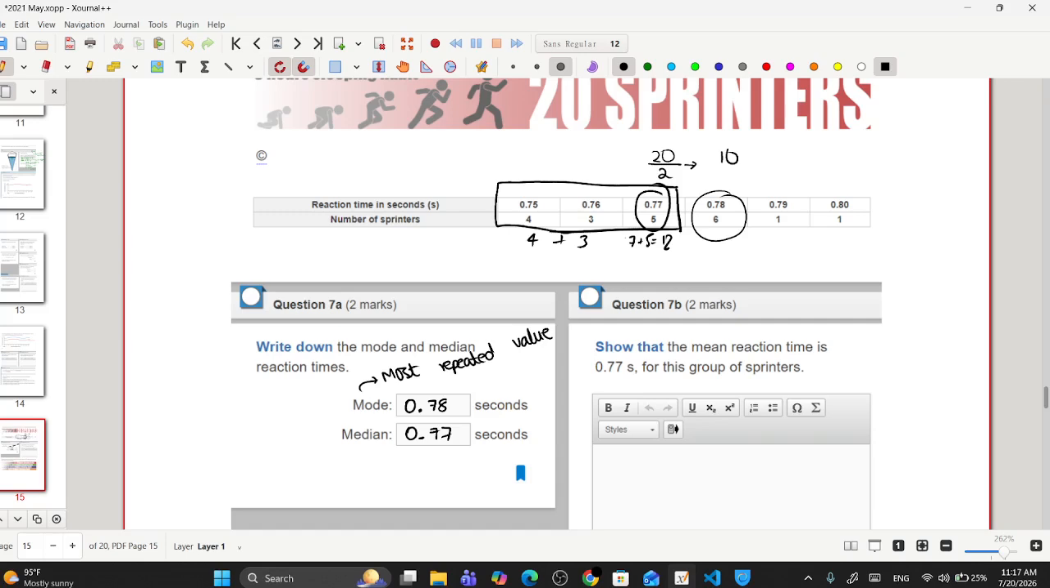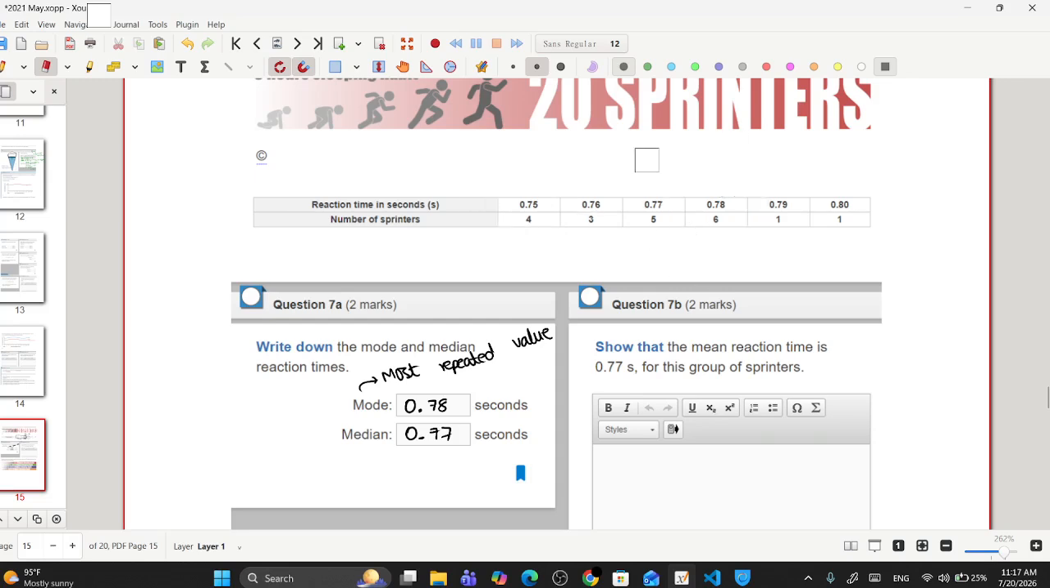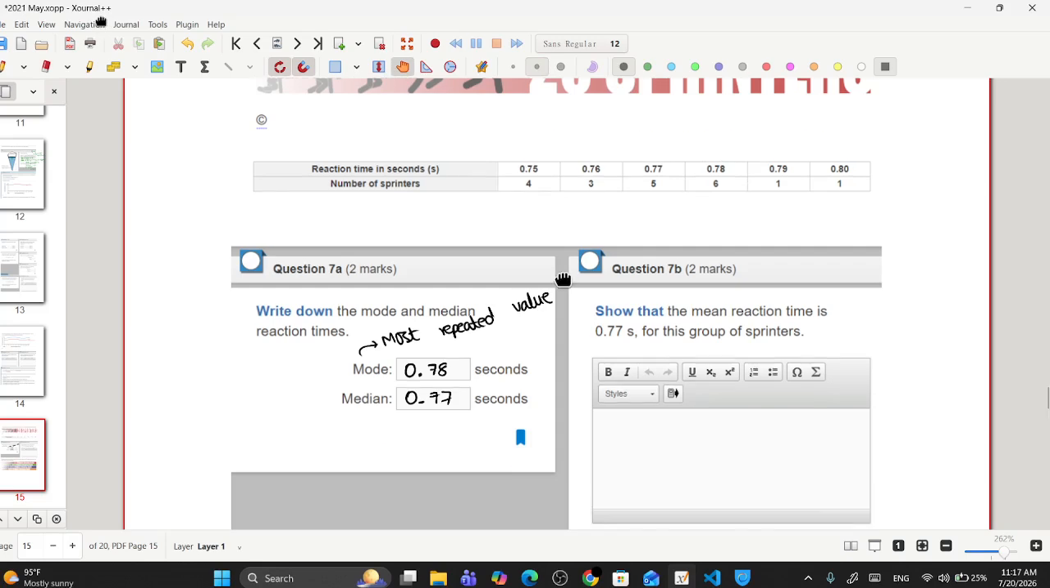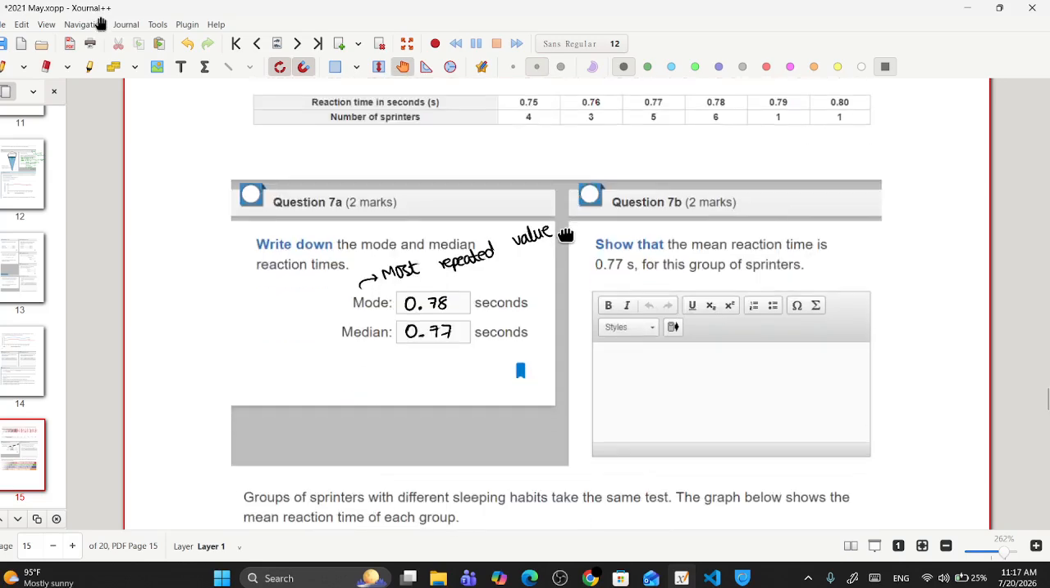After that, question 7 part B: show that the mean reaction time is 0.7 as well for the group of sprinters. How do we calculate the mean using a table? This is a very important thing. The total number of sprinters was basically 20, right? So what I do is make one big fraction and make 20 its denominator.